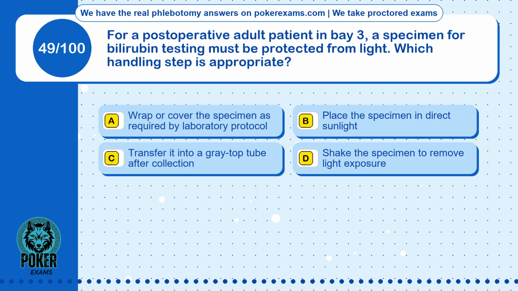Question 49. For a postoperative adult patient in Bay 3, a specimen for bilirubin testing must be protected from light. Which handling step is appropriate? Option A. Wrap or cover the specimen as required by laboratory protocol. Option B. Place the specimen in direct sunlight. Option C. Transfer it into a gray top tube after collection. Option D. Shake the specimen to remove light exposure.